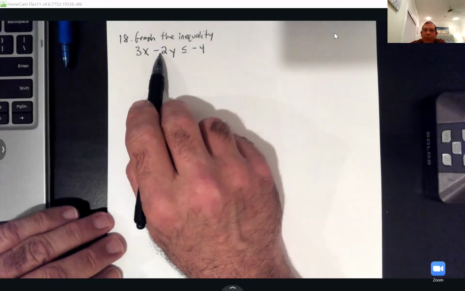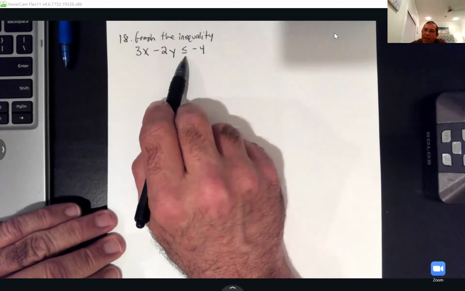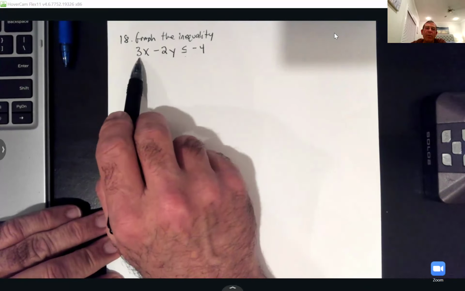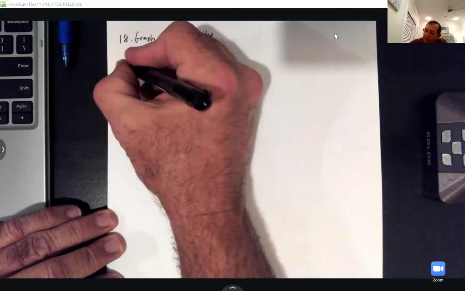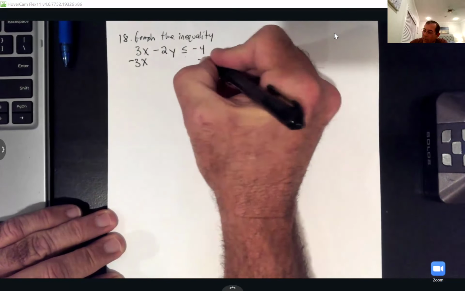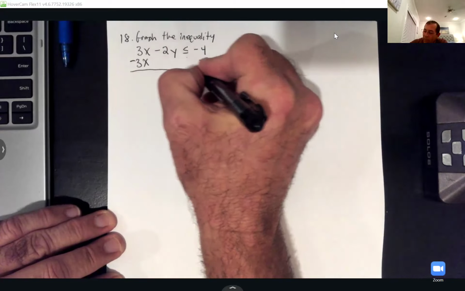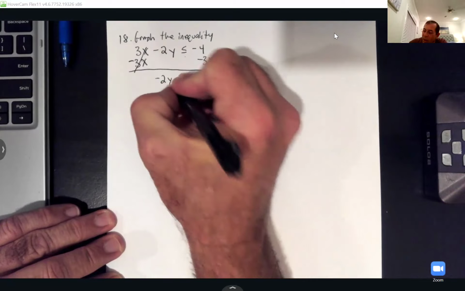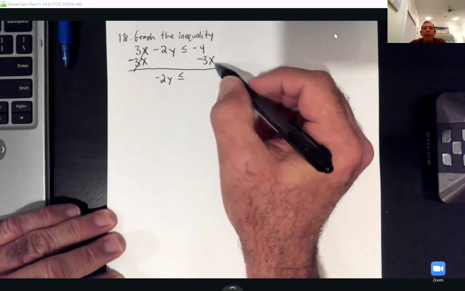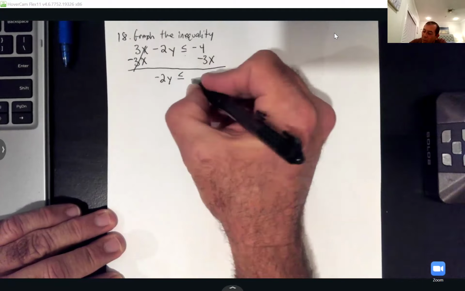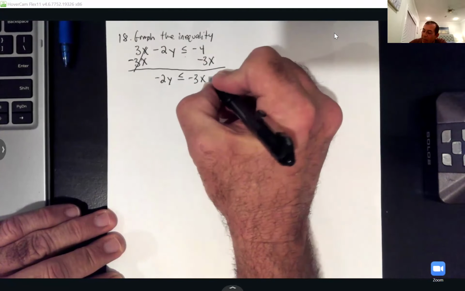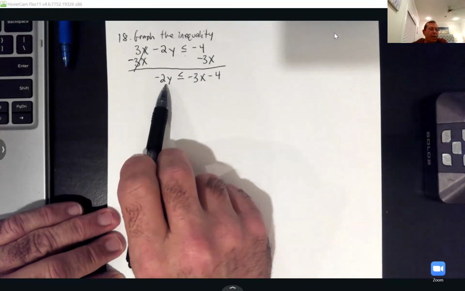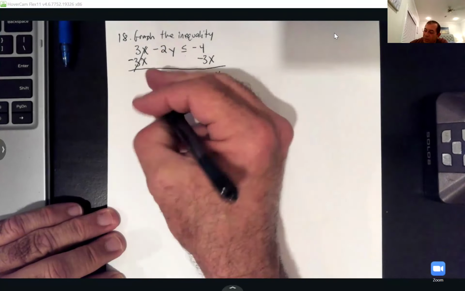All righty, so you got to solve this for the y, but you're dealing with an inequality. So let's see what we got to do. We need to move the 3x over by subtraction. All right, so them 3x's cancel. I end up with a negative 2y less than or equal. Remember, these are not like terms, so I'm just going to put my x's first and then my minus 4. So then you have to come in, divide everybody by negative 2.